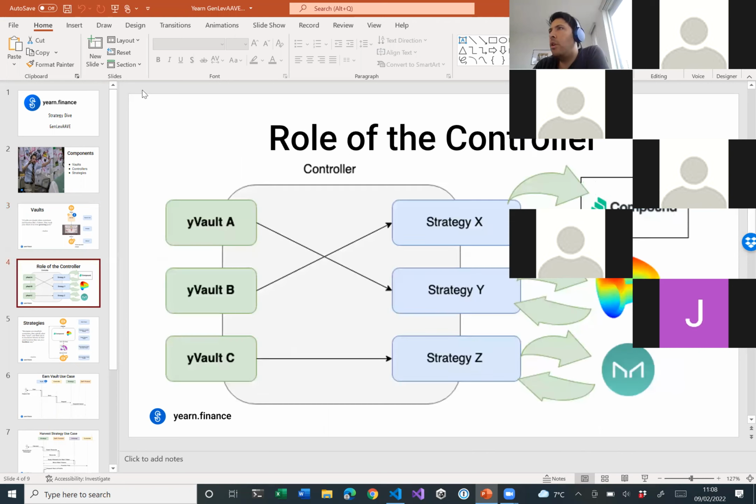Then you have something called controllers. Controllers are essentially the glue. They sit between the vaults here on the left and the strategies here on the right. In V1, each vault could only be assigned to one strategy, whereas in Yearn V2, you can have up to 20 different strategies. The strategies don't know about the vaults, and the vaults don't know about the strategies. The controller is the bit in the middle that decouples the vaults and the strategies.